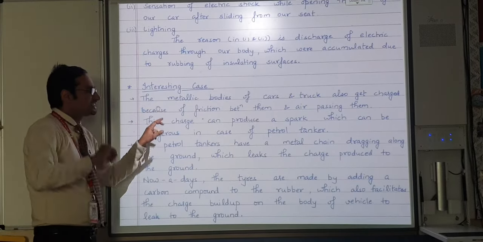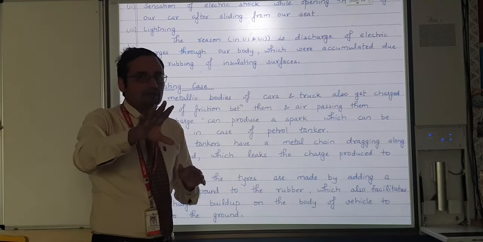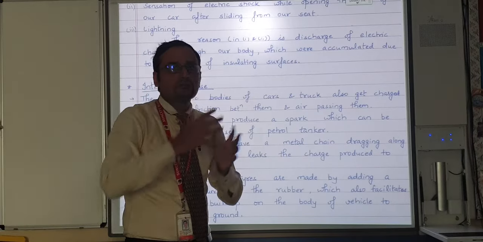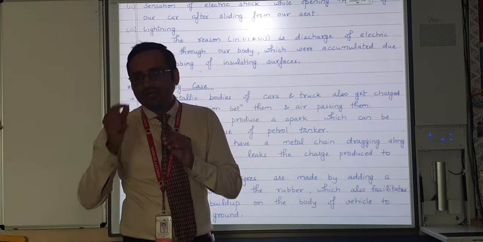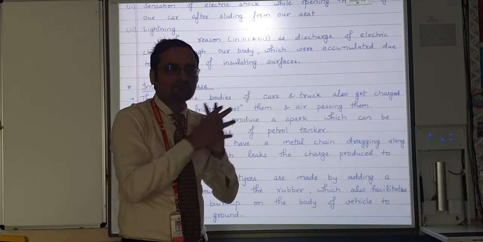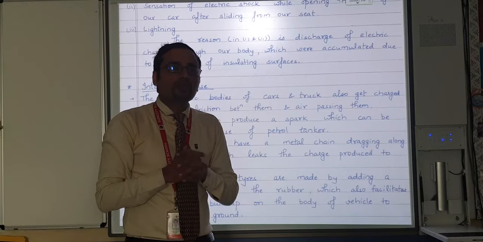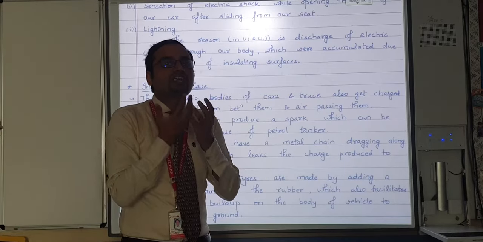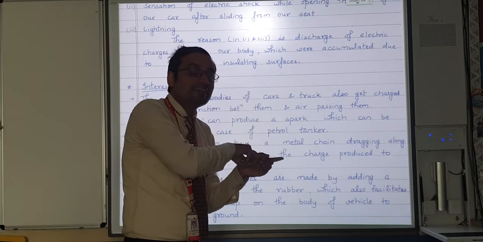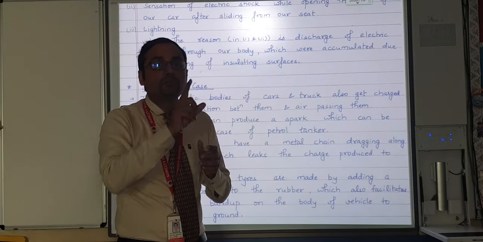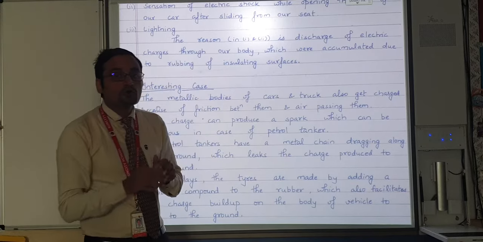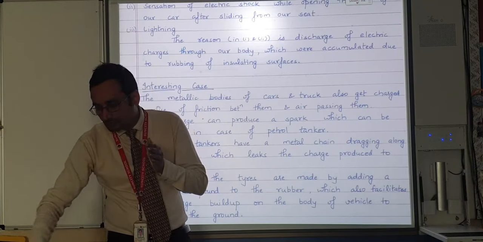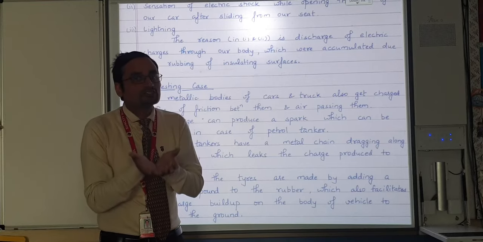Now let's take another interesting case. Not right now, but previously, the trucks which were carrying inflammable substances had a chain dragging along when they were moving. Why was that? When the truck is moving on the road, the charge gets accumulated. Now the substance inside is inflammable, so it may burn, and an explosion may happen. So the metal chain puts the charge to the ground. Earthing happens, so charge is not accumulated.